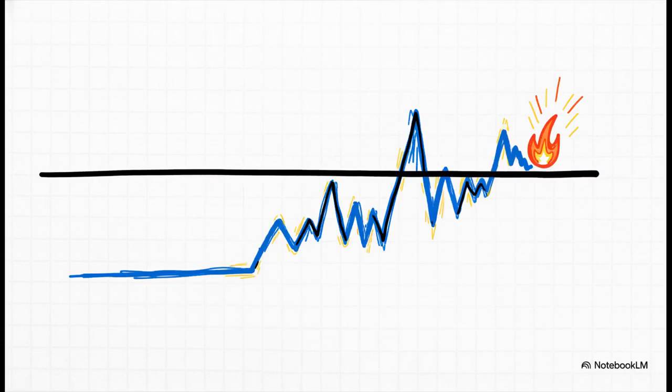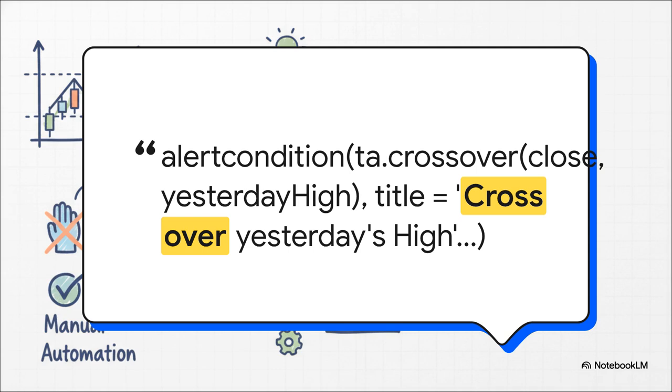So we've got the data, we've got the lines drawn. What's the third and final job? Well, now we turn the script into our own personal trading assistant. We teach it to watch the price for us and basically send up a flare when something important happens, like the price crossing one of our levels. And this is done with the alert condition function.